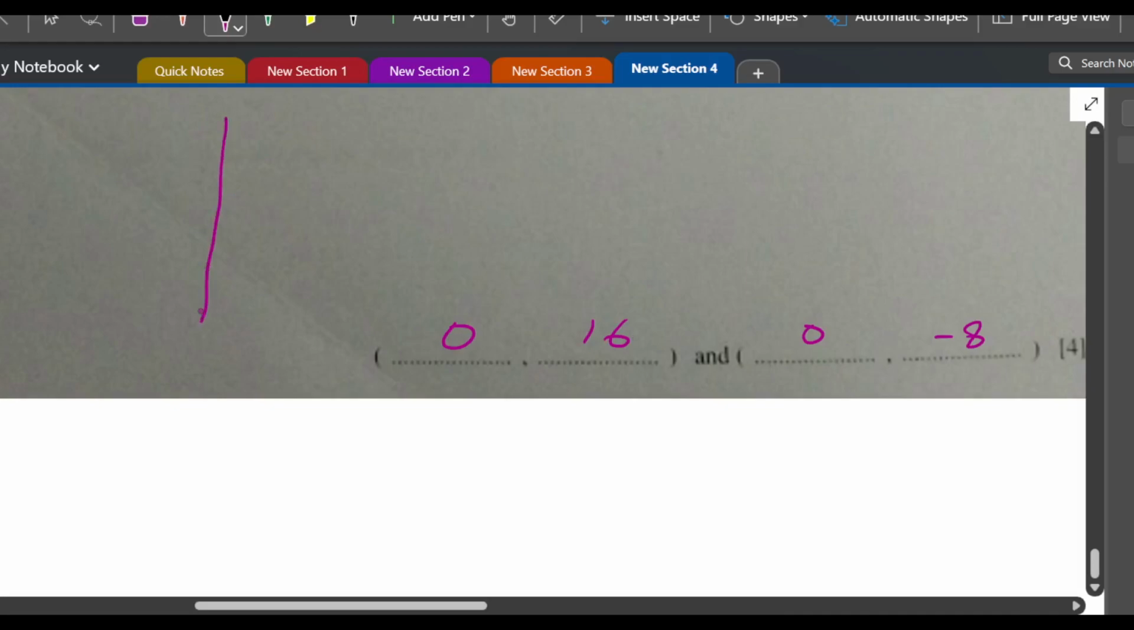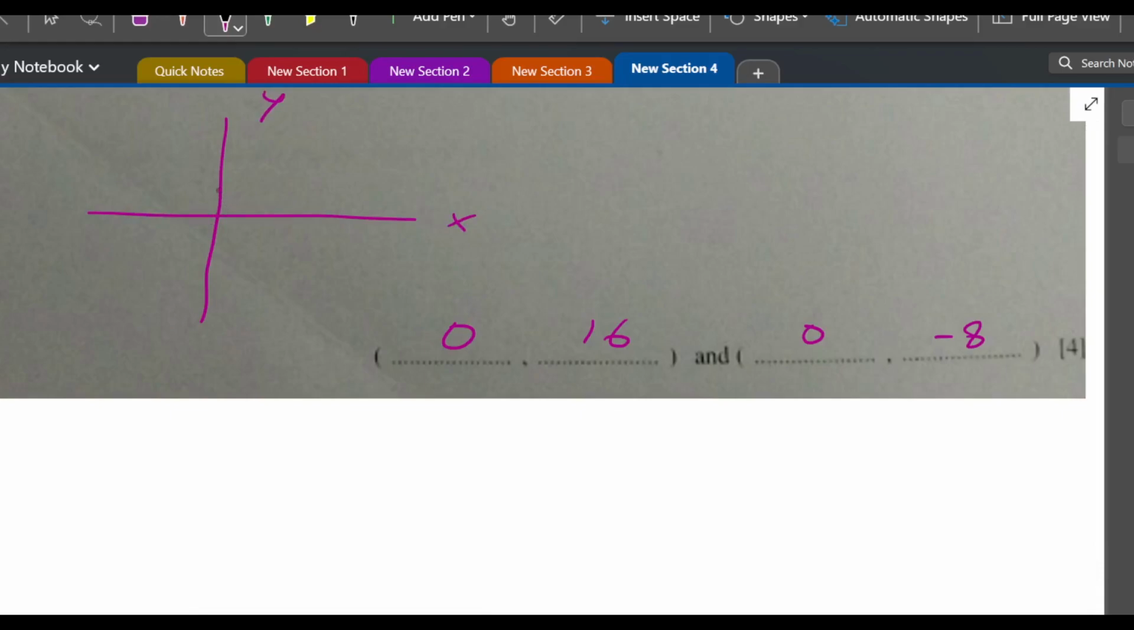This is my x-axis and y-axis. This is the x-axis, this is the y-axis. You take a point here or here or here. Wherever you take a point on the y-axis, your x value is going to be 0.